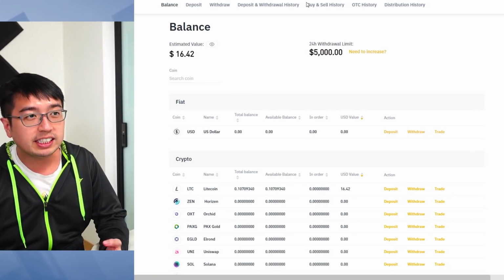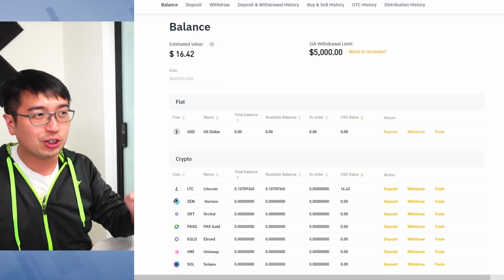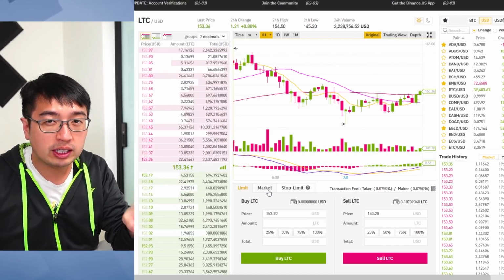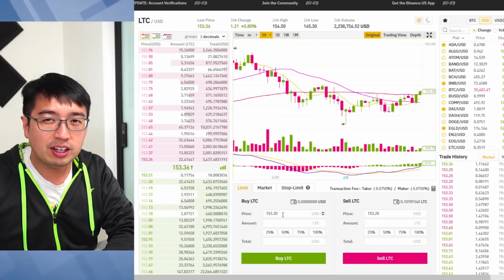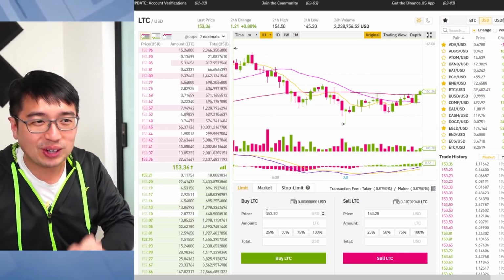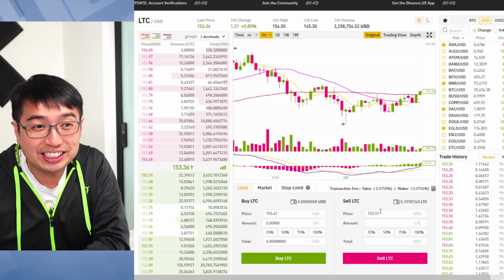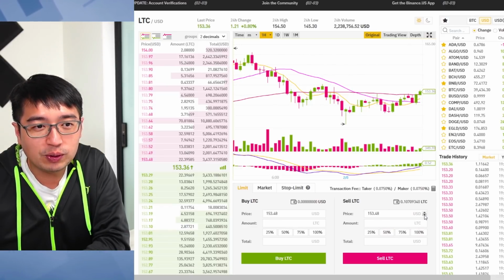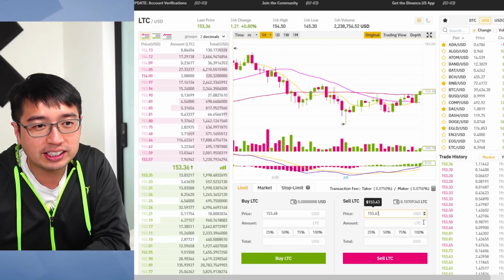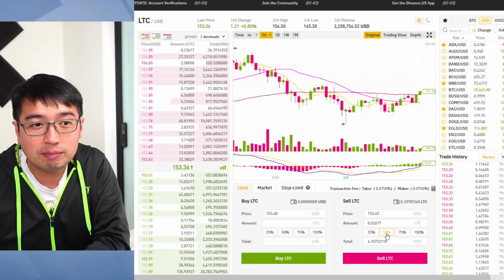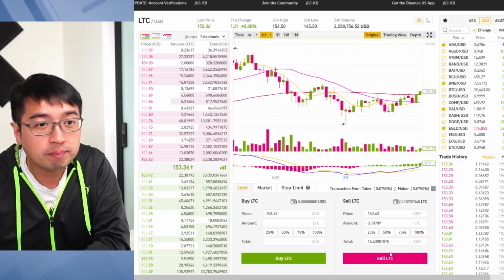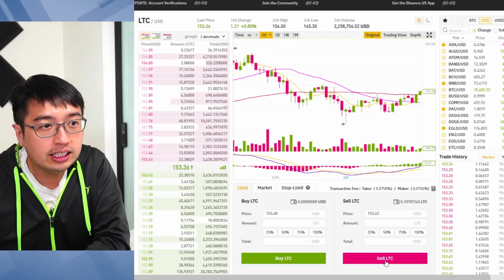Okay, right now we have $16.42 in Litecoin, and we're going to convert that to US dollars. For an amount this small, I would typically do a market order, but for fun, we're going to do a limit order so I can show you how that works. So here is the sell LTC box, and I want to sell at 153.48. I want to lower the price a little bit, so mine sells first, and I can sell 25% of my coins, 50%, 75, or 100. Then I hit sell LTC.